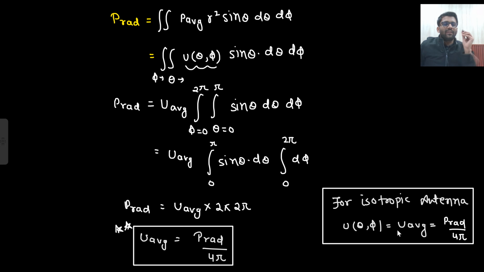So if I give you the value for an isotropic antenna, if I say that radiation intensity is 4 watt per steradian, then what is the power radiated by the isotropic antenna?